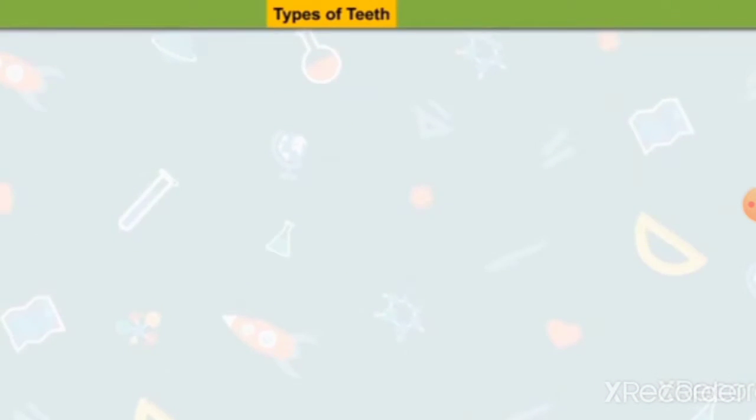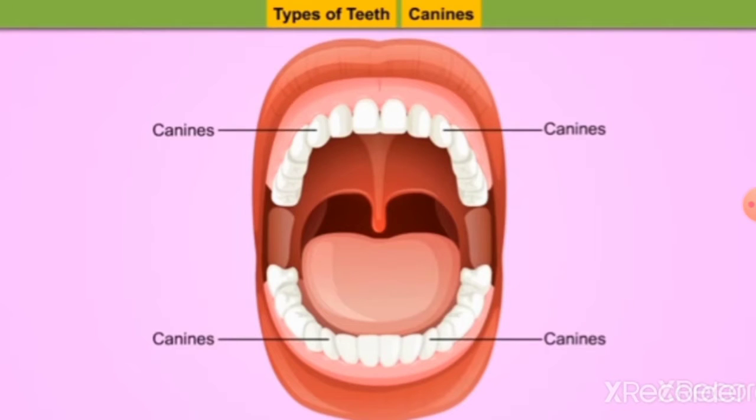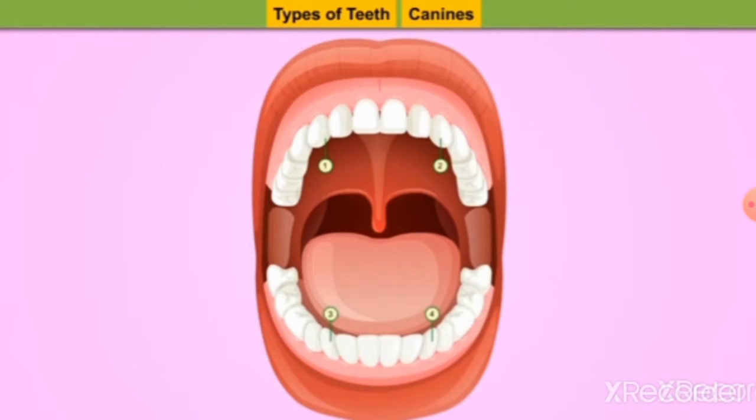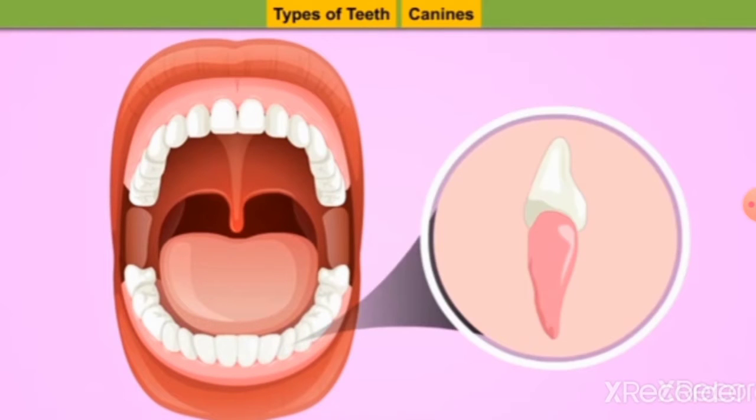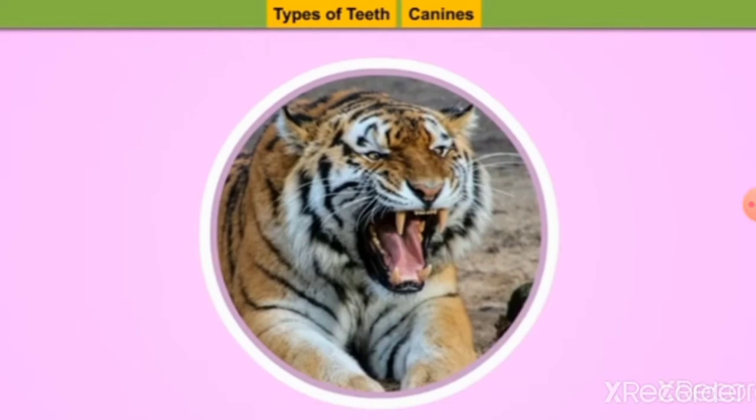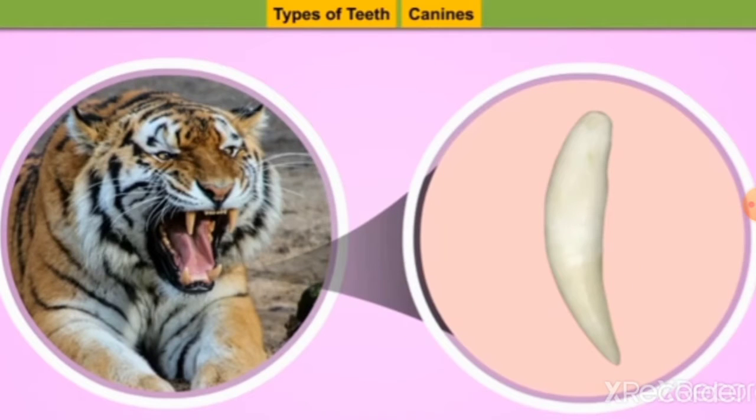Canines. Canines are present right next to incisors. They are 4 in number, 2 in each jaw. Canines are sharp and have pointed ends. They help in tearing of food. In case of meat-eating animals like tigers, the canines are long, curved and pointed. It helps them in capturing and tearing the flesh of their prey.